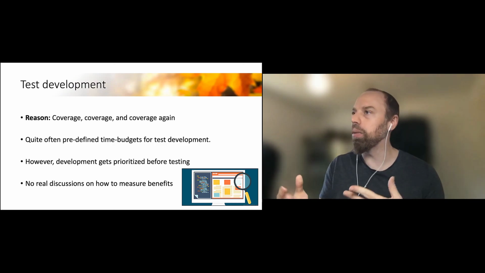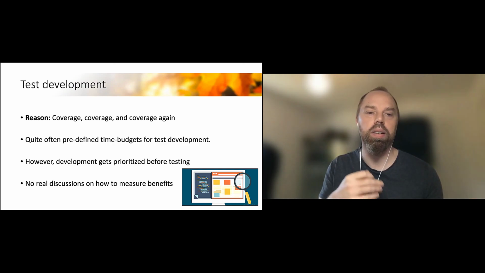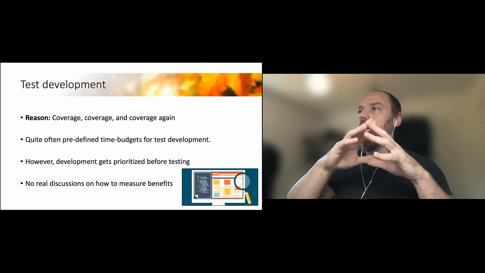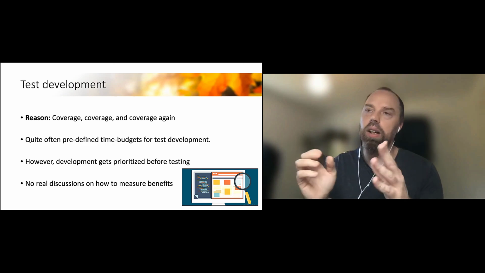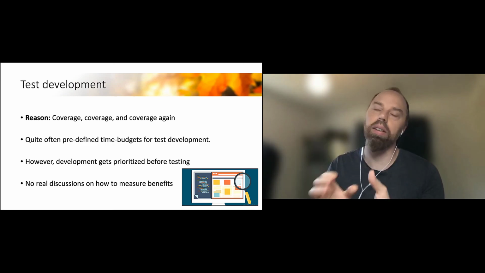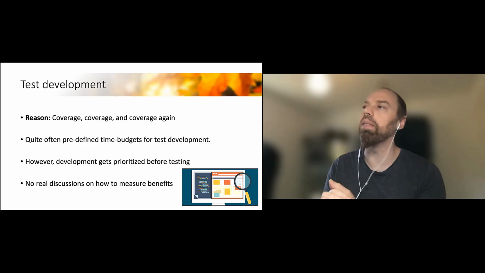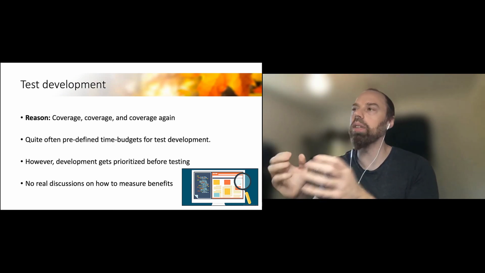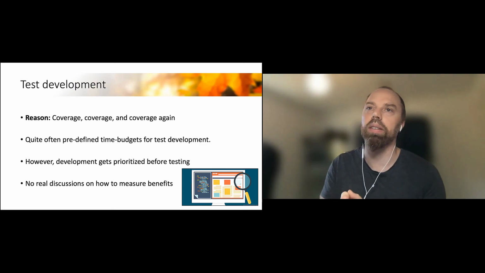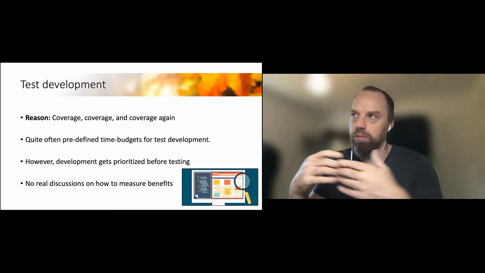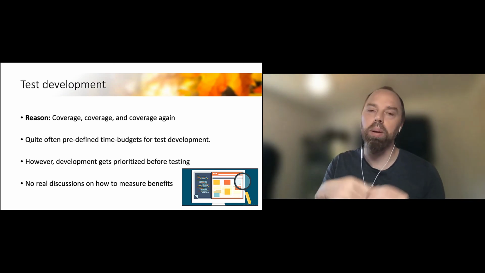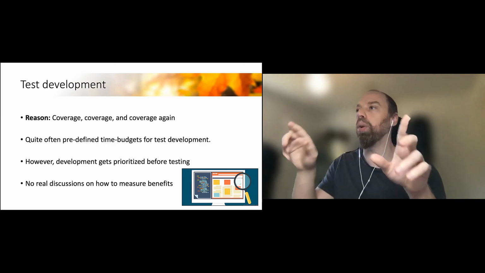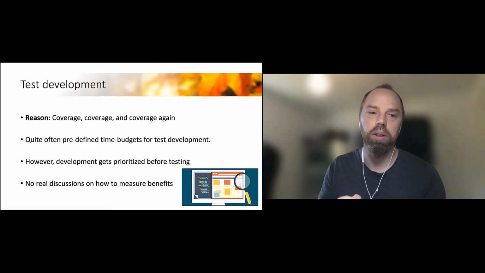We also saw, when it comes to test development, that there are quite often predefined time budgets for test development, meaning that in a sprint, even if it's agile, there is always time allocated for this test development. And that is the allotted time and cost that is allocated to creating the test. And that is a very important input for this model, because it would help us to prioritize the cost benefit in terms of a certain budget.